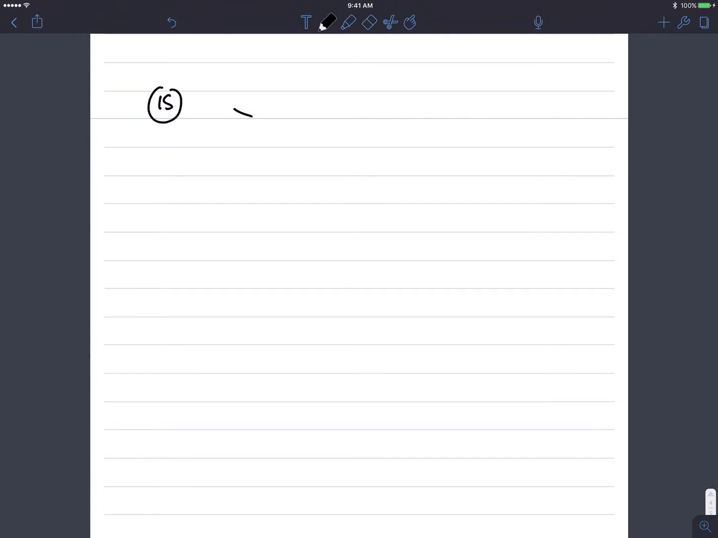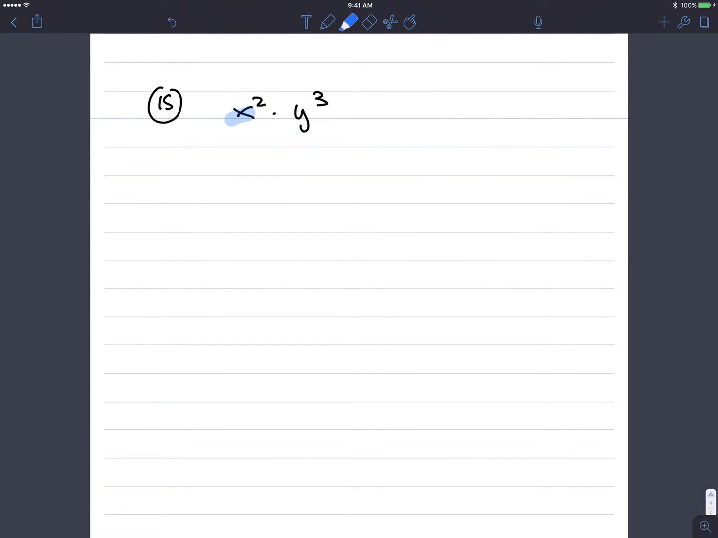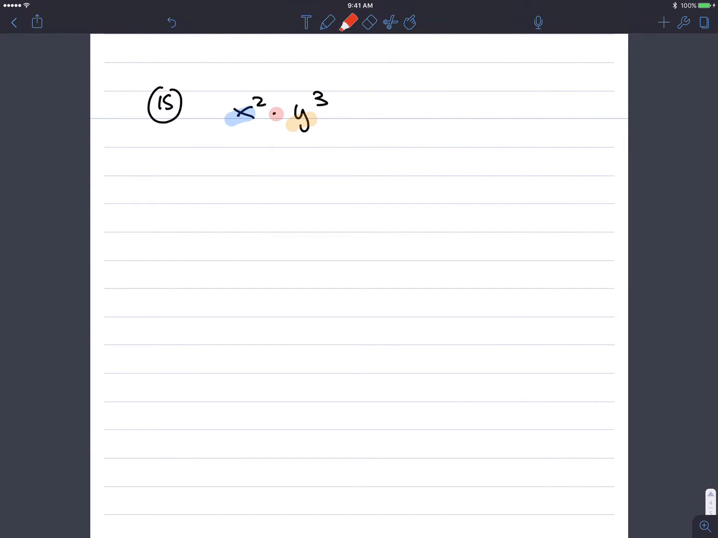Number 15, x squared times y cubed. I want to point out something interesting about this problem. We cannot use our property because we have 2 exponentials being multiplied together. However, you have 2 different bases for your exponentials. In one case it's x, and in the other case it's y. So we can't use the property.